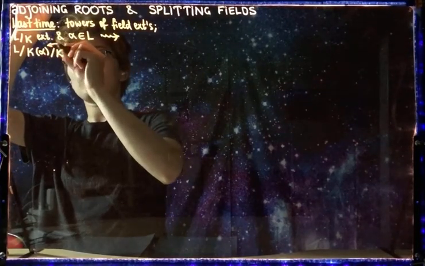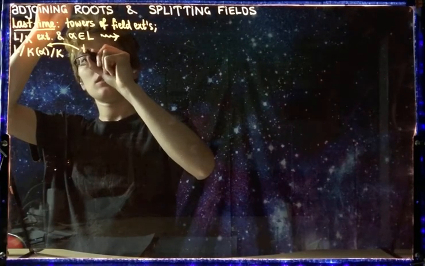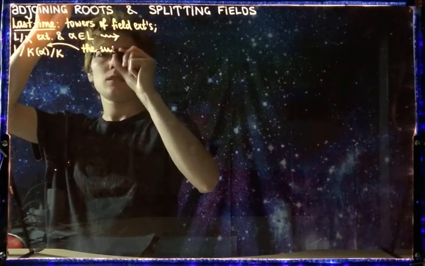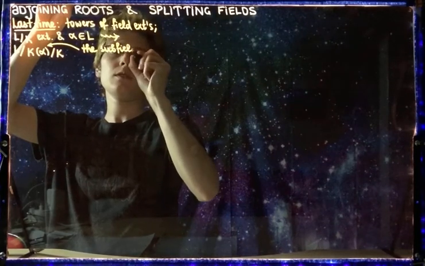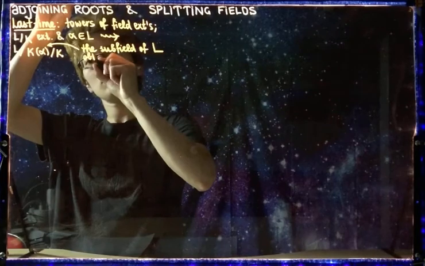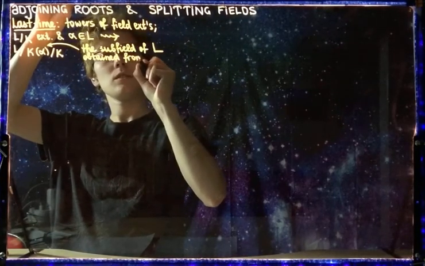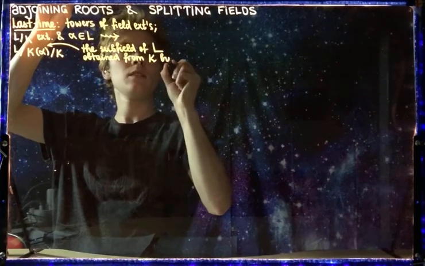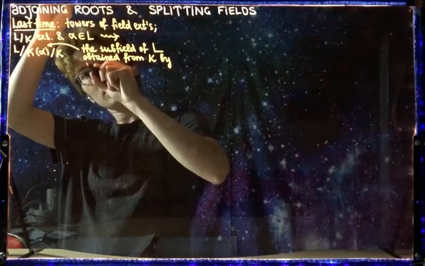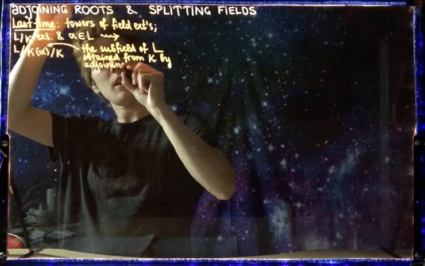So K of alpha was the subfield of L obtained from K by adjoining alpha.